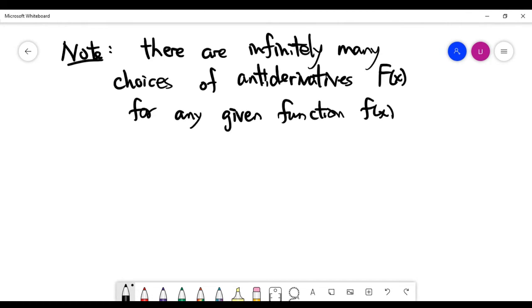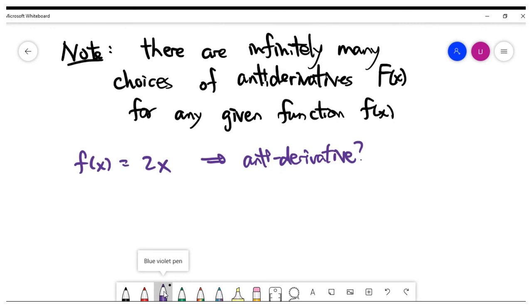So please look at the note I give here. I'm claiming that there are actually infinitely many choices of antiderivatives for any given function f. And let me point you to a specific example and we can talk about that. For example, let's look at this simple case where the small f of x is the same as 2x. And you can easily see that I can choose the big F as one of the antiderivatives to be x squared, right? Because now the big F, if you take the derivative, is exactly 2x, so it is fine.